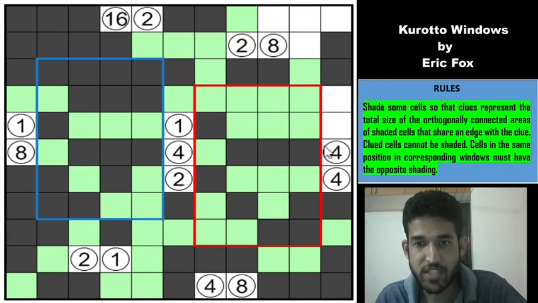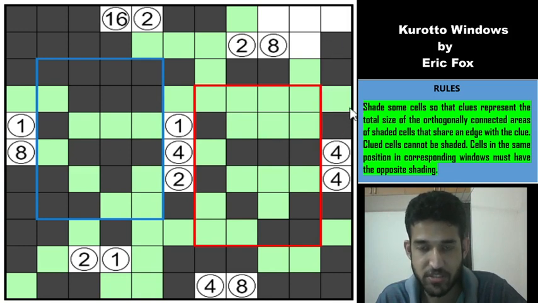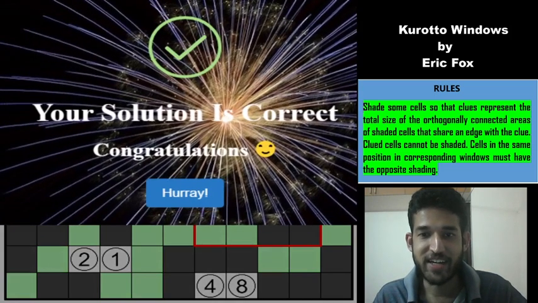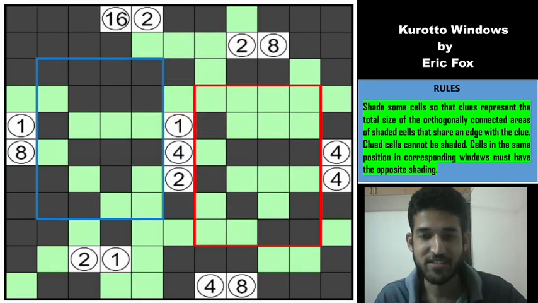And this 4 clue is done, guys. 3 plus 1. This would have to be shaded to satisfy the 4, and it cannot connect to the up now because then that would have 7 shaded cells. So this is unshaded. And now we need to shade all these cells. And with that, we have completed this fantastic puzzle by Eric Fox.